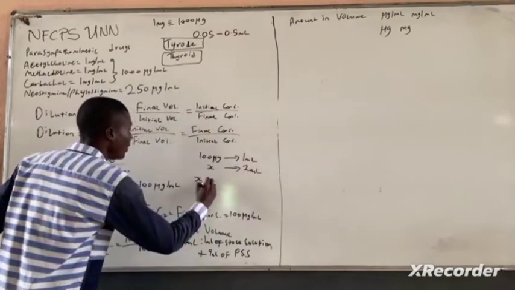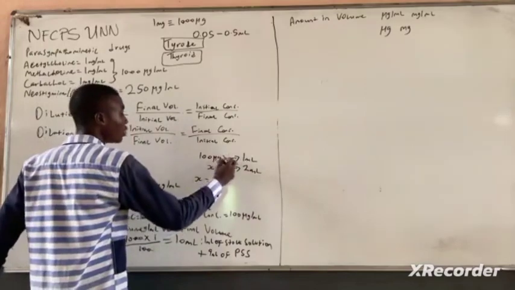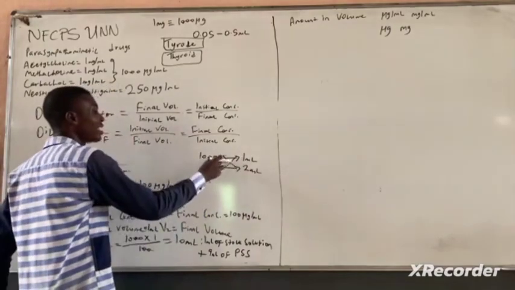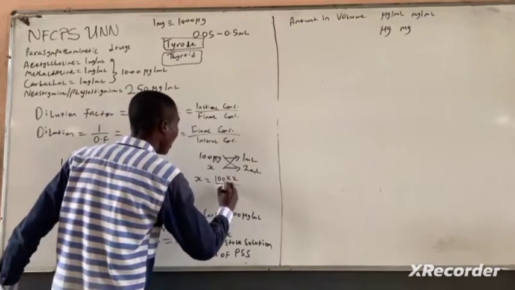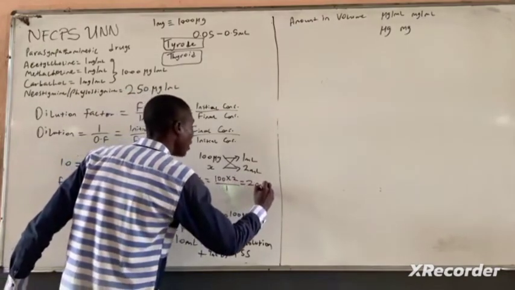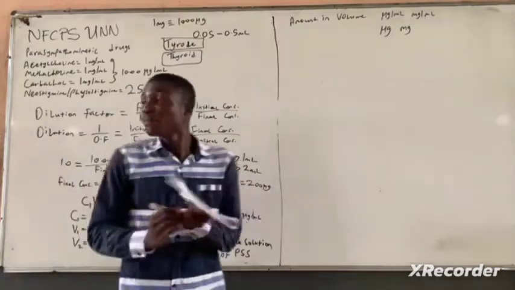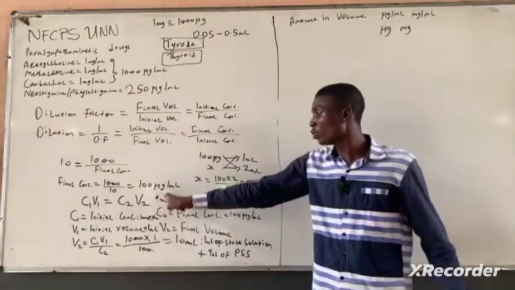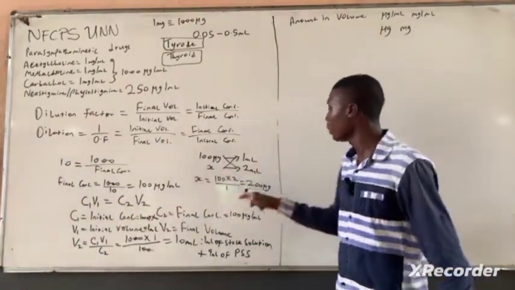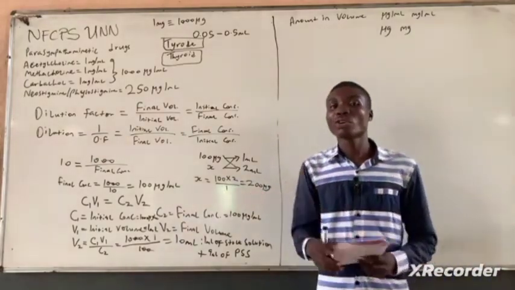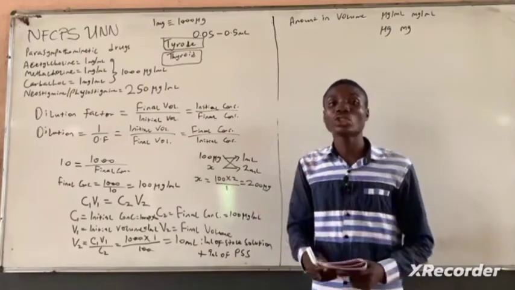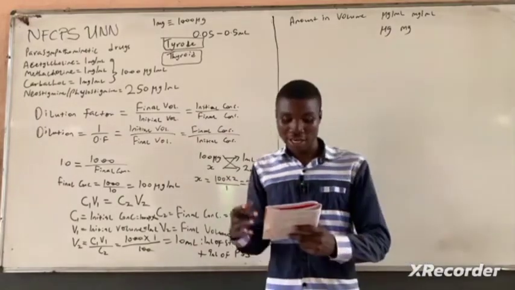So your X can be made a subject of formula. What you simply do is a cross multiply and divide. This times this divided by 1. So what you have is 100 times 2 divided by 1. That's going to be 200 microgram. It simply means that in 2 ml of this particular solution, you are going to have an amount of drug equivalent to 200 micrograms. So it's very important you pay attention to these things while you are working in your practical.